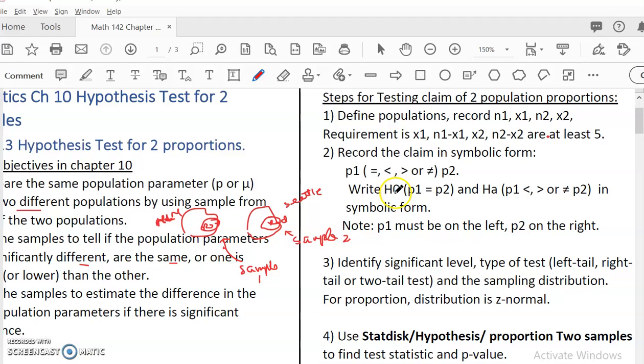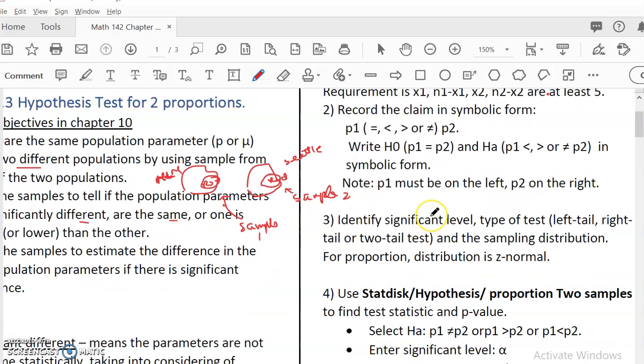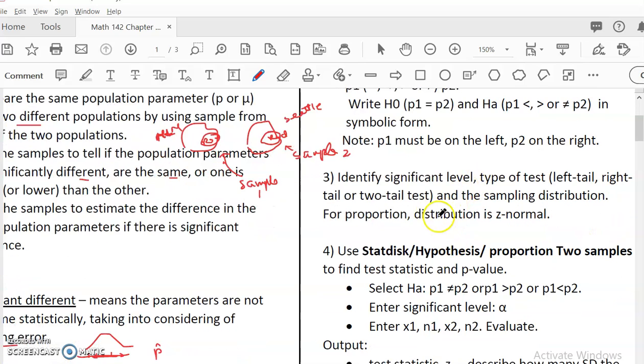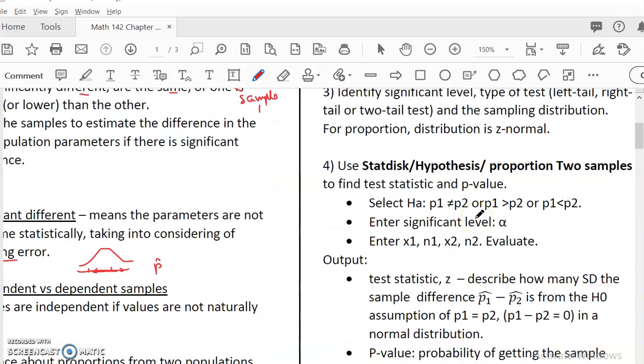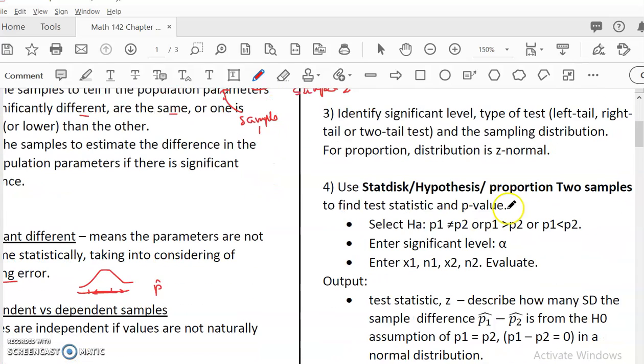If H0 is the claim, when we do the conclusion, we use reject, remember? And if the alternative is the claim, when we do the conclusion, we use support. Then the third step is just to write down your significance level. Is it a left-tail or right-tail test for the alternative hypothesis? And for proportion, the distribution is Z normal. Then the important part, the next part, is to calculate the test statistic and p-value.